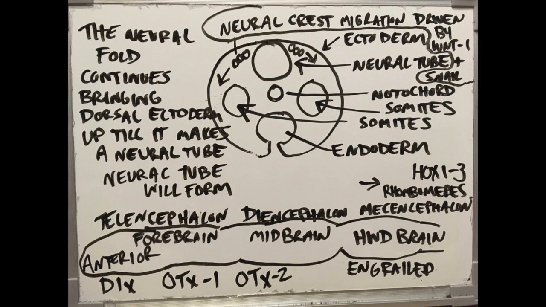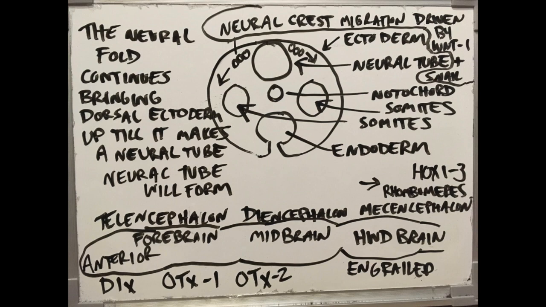So the neural fold continues bringing dorsal ectoderm up until it makes a neural tube and then has ectoderm lying on top of it, as we can see in this diagram. Now, that neural tube is going to form something called the telencephalon, most anteriorly, because of the expression of genes DLX, OTX1, and OTX2, as well as chordin and noggin and follistatin. The midbrain is going to form, or what is called the diencephalon before it's called the midbrain, from the expression of OTX1 and OTX2. And then the hindbrain is going to form where engrailed is expressed.